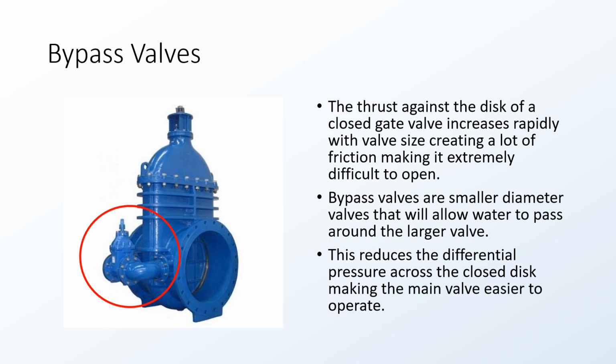And then you would let this valve just fill your line. It may take a long time, but it allows you to equalize pressure on both sides of the valve, making the larger main valve easier to operate. It's important that, when you're selecting valves for any large transmission mains, you're taking this into consideration.